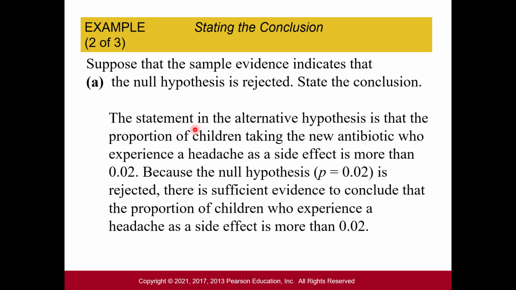So we're stating the conclusion. The statement in the alternative hypothesis is that the proportion of children taking the new antibiotic who experience a headache as a side effect is more than 0.02. Because the null hypothesis equals 0.02 and it's rejected, that means there's sufficient evidence to conclude that the proportion of children who experience headaches as a side effect is more than 0.02.